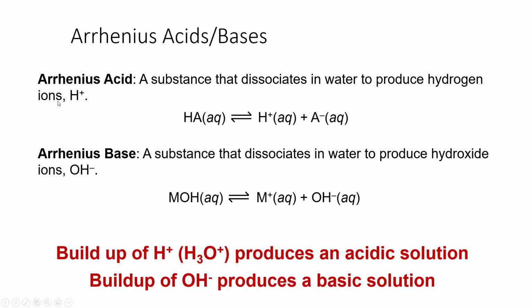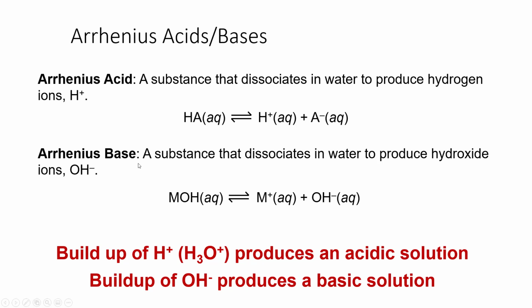The definition of an Arrhenius acid is a substance that dissociates in water to produce hydrogen ions, or H+, sometimes called a proton. You can see the general format of our acid here, HA aqueous, which dissociates to our H+ hydrogen ion and the conjugate base. We'll get to conjugate bases in the next slide, but that is the base of your acid. For example, if this was HCl, we would have H+ and Cl-, so it's forming an anion there.